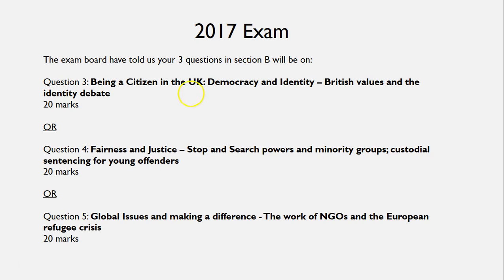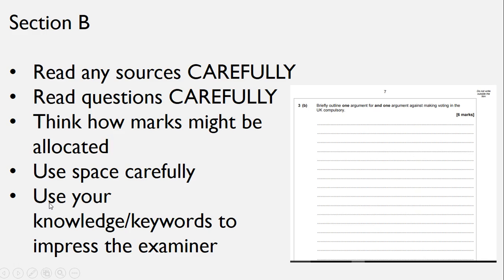So we've already been told what your question 3 or 4 or 5 is going to be on. These are the big A3 sheets that I've given you. Make sure you know these inside out. So you will have a choice in the exam. Either do the one on British values, or the one on young offenders, or the one on NGOs. You will have a choice.